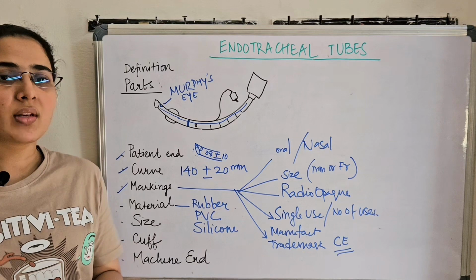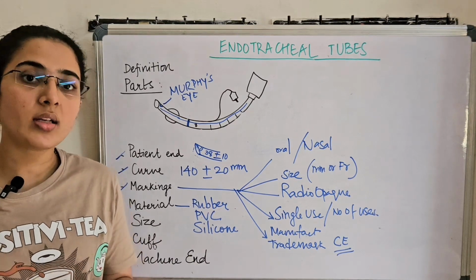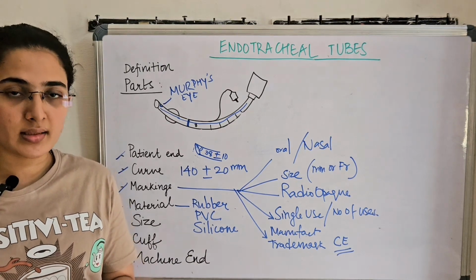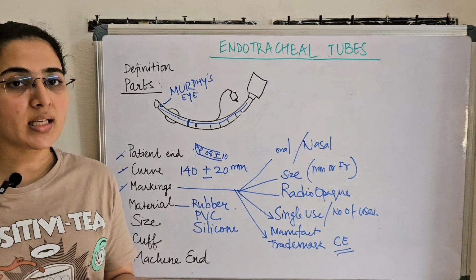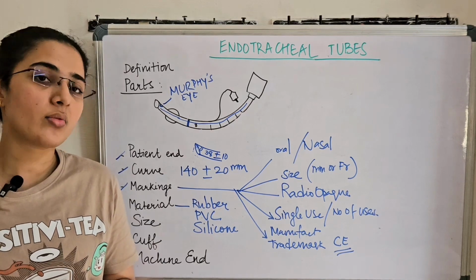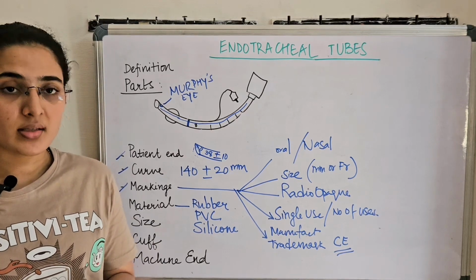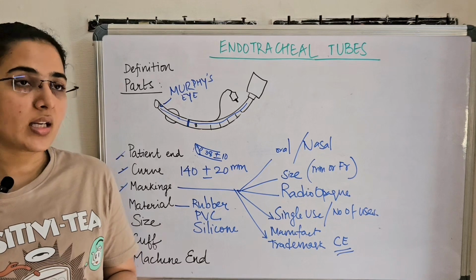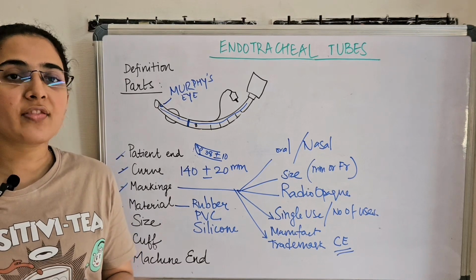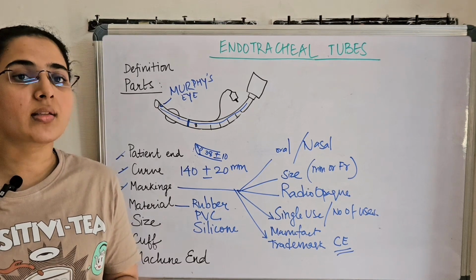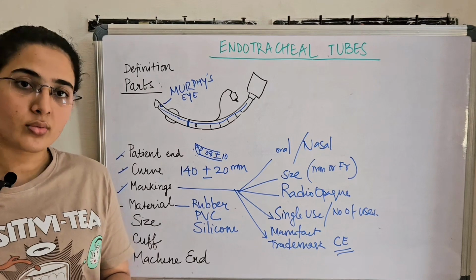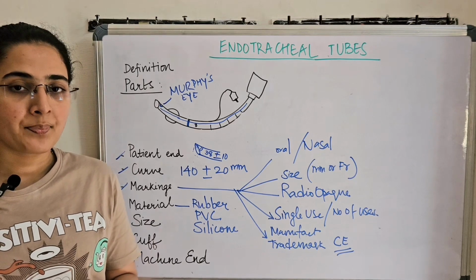But what happens when we select a tube which is smaller than what the patient requirement is? This may lead to increased resistance to the gas flows, increased chances of kinking, dislocation, and also it will be very difficult to pass any suction catheters, fiber scopes through the smaller size tubes.